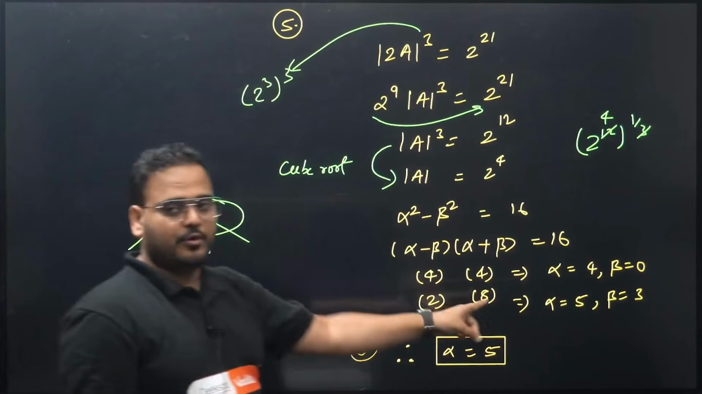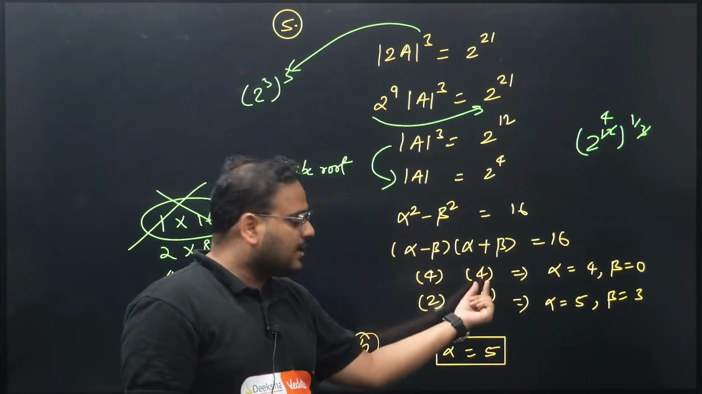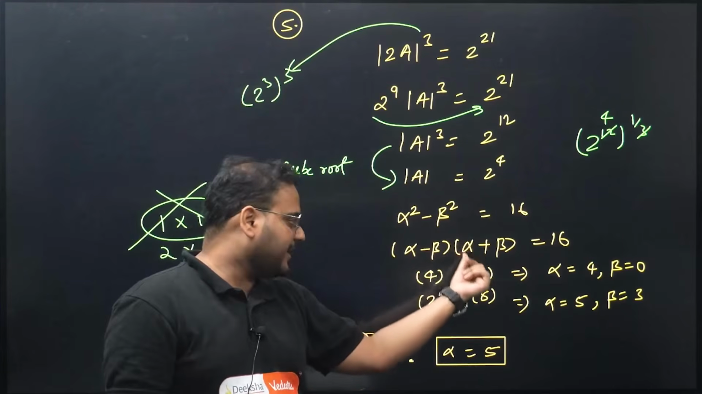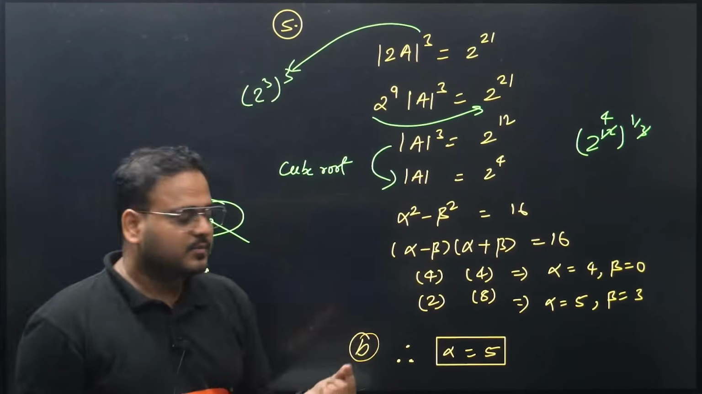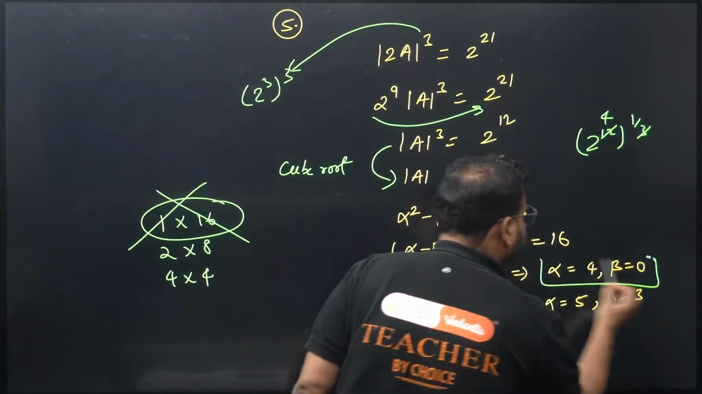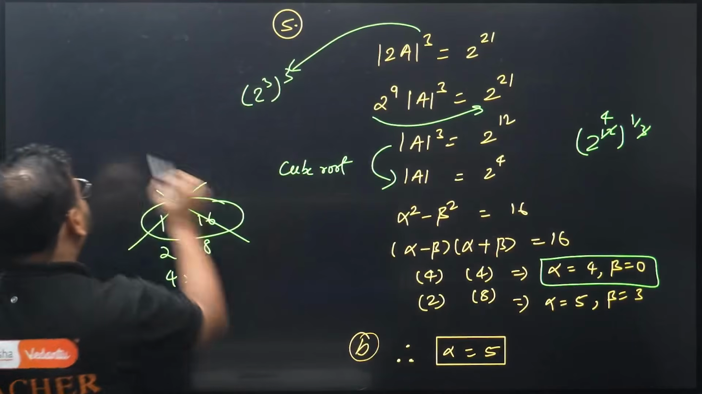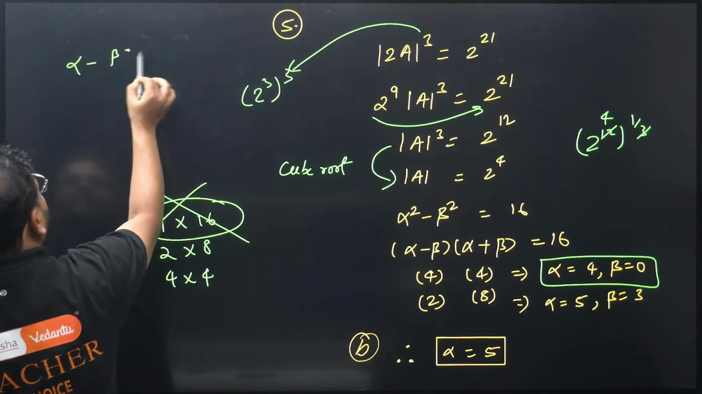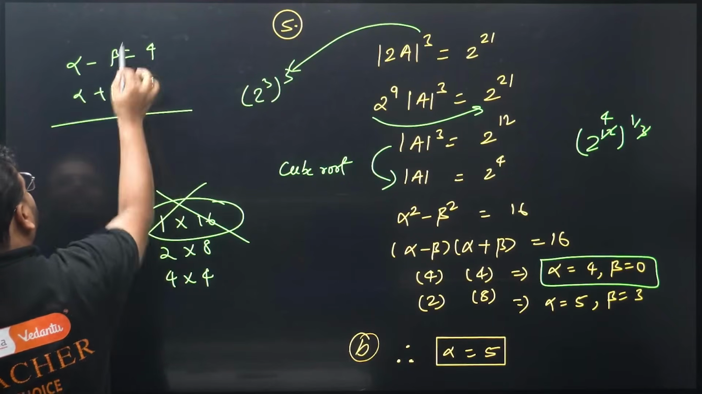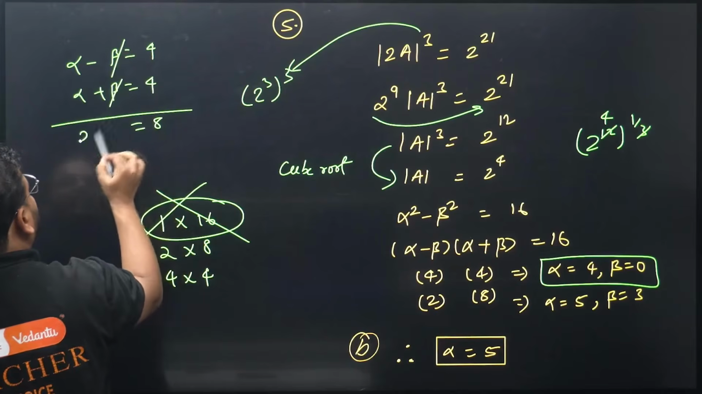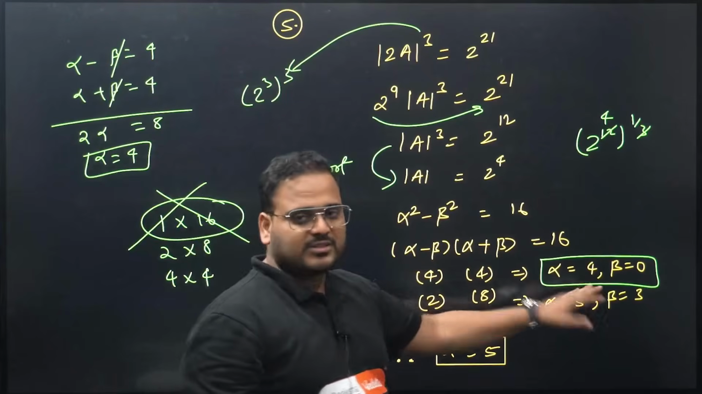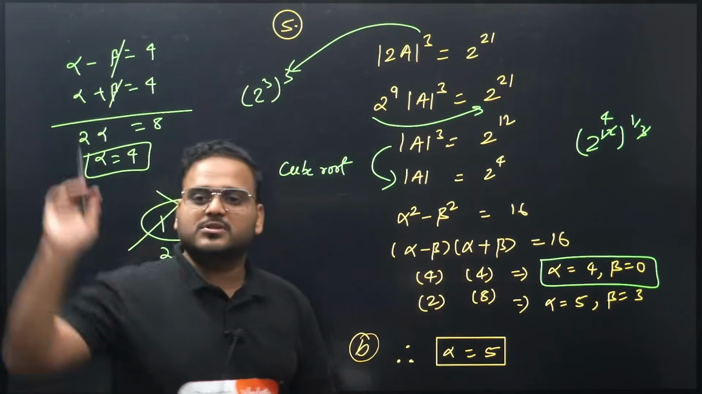Other two, 4 and 4. For the difference to be 4 and the sum to be 4, what is the option? Alpha is 4 and beta is 0. Sum becomes 4 and difference also becomes 4. If you're not sure, make linear equations. Alpha minus beta is 4, alpha plus beta is 4. Add them, and beta gets removed. This will be 8 alpha, so alpha is 4. If you're not sure that your hit and trial works, simply use the linear equation approach.